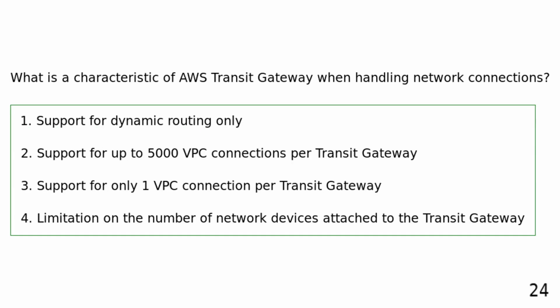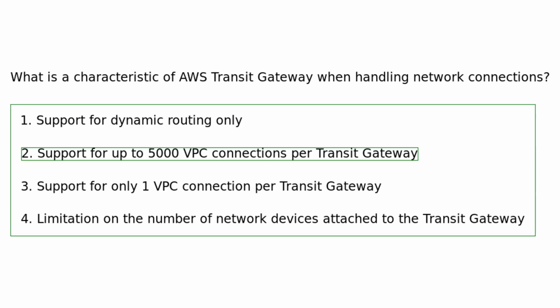What is a characteristic of AWS Transit Gateway when handling network connections? Support for dynamic routing only. Support for up to 5,000 VPC connections per transit gateway. Support for only one VPC connection per transit gateway. Limitation on the number of network devices attached to the transit gateway. A characteristic of AWS Transit Gateway when handling network connections is support for up to 5,000 VPC connections per transit gateway, allowing for scalability and flexibility in network connectivity.